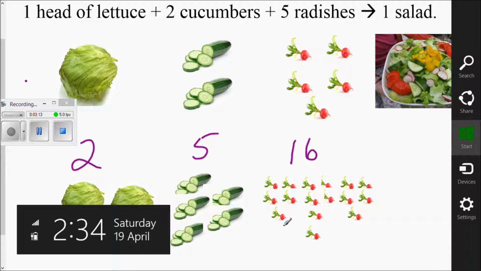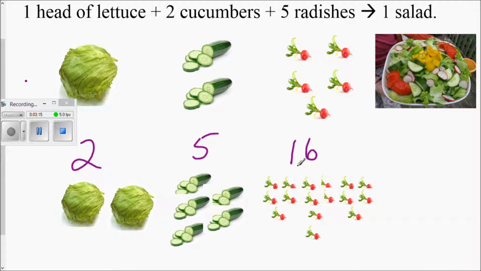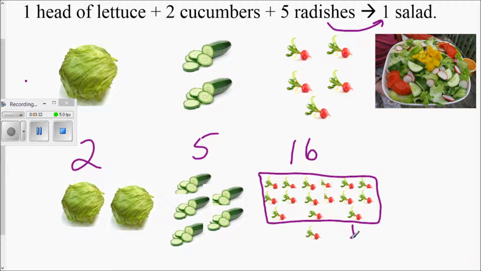Now let's take a look at how many salads we can make with this many radishes. Well, if we have 16 radishes, the ratio is 5 to 1 between the radish to the salads. So if I have 16, that means I can use 15 of them. And 15 divided by 5 means I can make 3 salads. So that means I have 3 salads and I have 1 leftover radish right here. That's kind of a problem, but I just have to leave that alone.